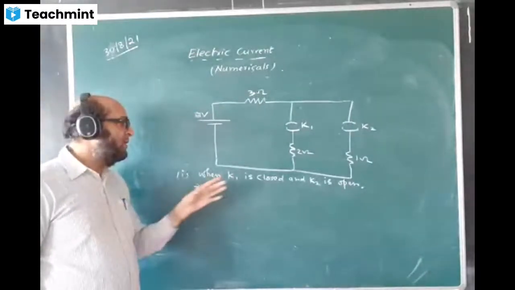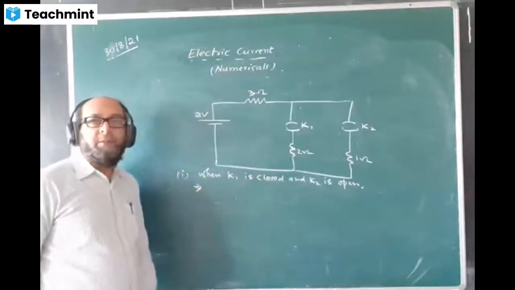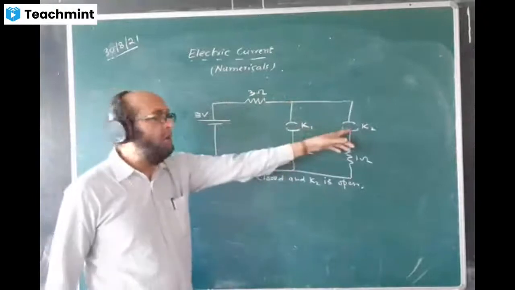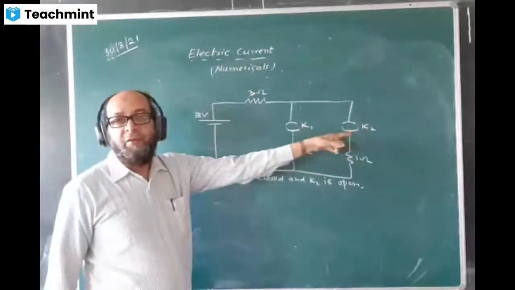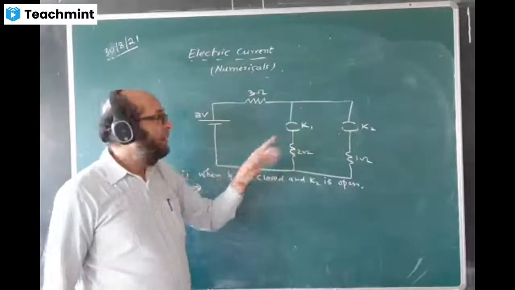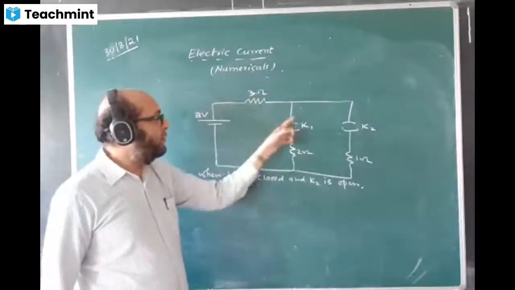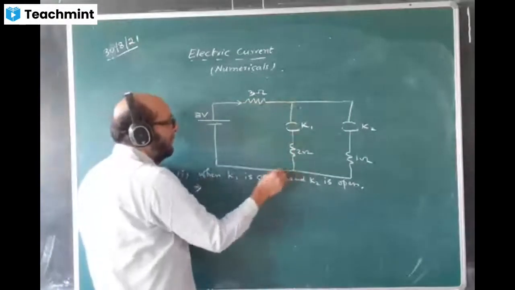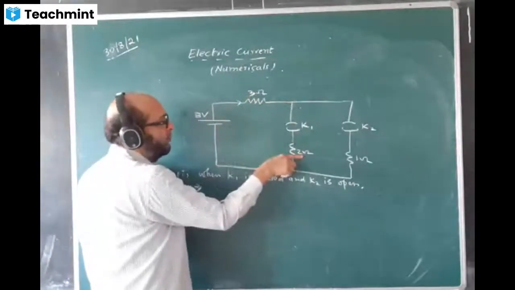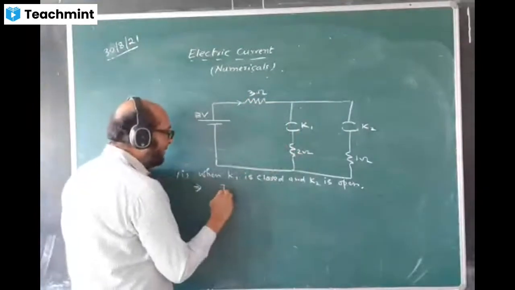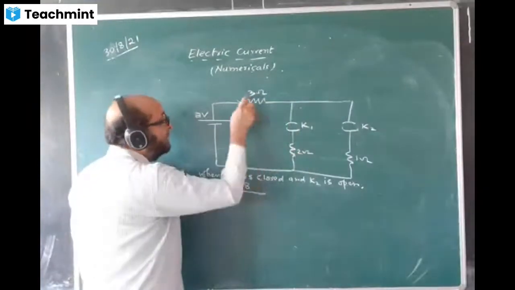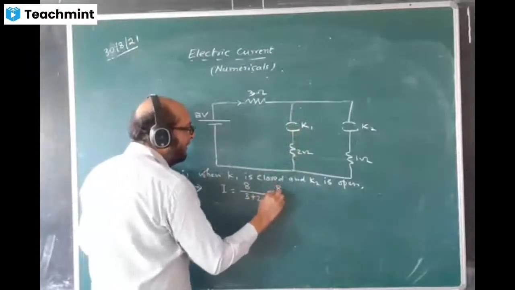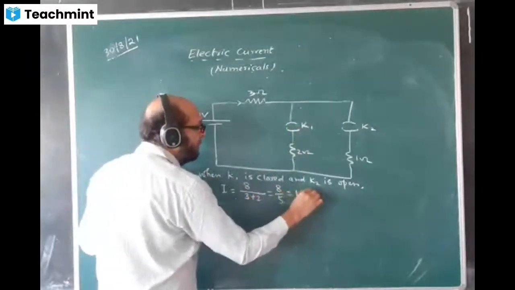Okay. The question says when K1 is closed and K2 is open. What is the meaning? K1 closed means your current will flow through this, and this is off. This is on and this is off. Open means off, closed means on. K1 is closed, so current will flow through this. What is the value of resistance here? It will be 3 plus 2, that is 5. And the answer: I equal to 8 divided by 3 plus 2, they are in series. So 8 by 5, the answer is 1.6 ampere.